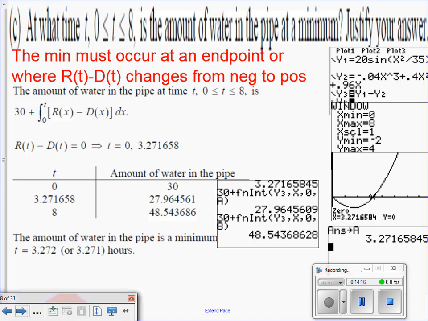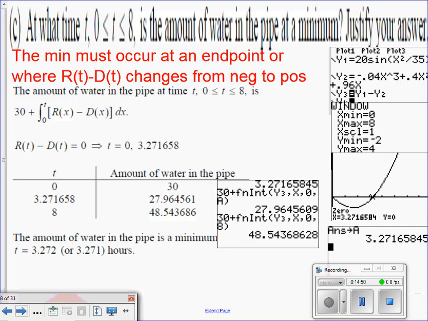At time 0, they told you it's 30. At any other time, you're going to have to take the 30 you started with, that's the amount at time 0, and add the change in the amount of water by integrating rate in minus rate out from 0 to whatever time. On my calculator, to figure out how much water I had at time 3.27, I just did 30 plus math 9, y3, x, comma, 0, comma, a. And that's 27.